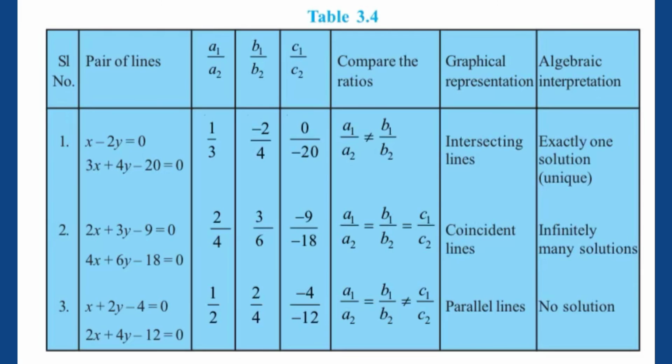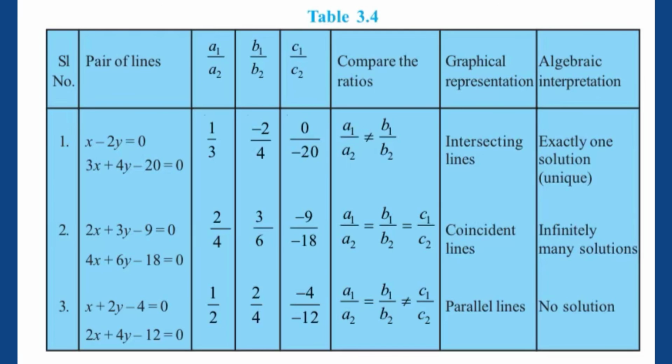Our first example was x minus 2y is equal to 0 and 3x plus 4y minus 20 is equal to 0. So if we take a1 upon a2, we get 1 by 3, b1 upon b2 as minus 2 by 4, and c1 upon c2 is equal to 0 by minus 20. Now here you can see that a1 upon a2 is not equal to b1 upon b2. And if this condition is satisfied, we know that the lines are intersecting lines. We already saw this in the graph drawn for these two equations. And its algebraic interpretation is, if they are intersecting lines, they will have exactly one solution.